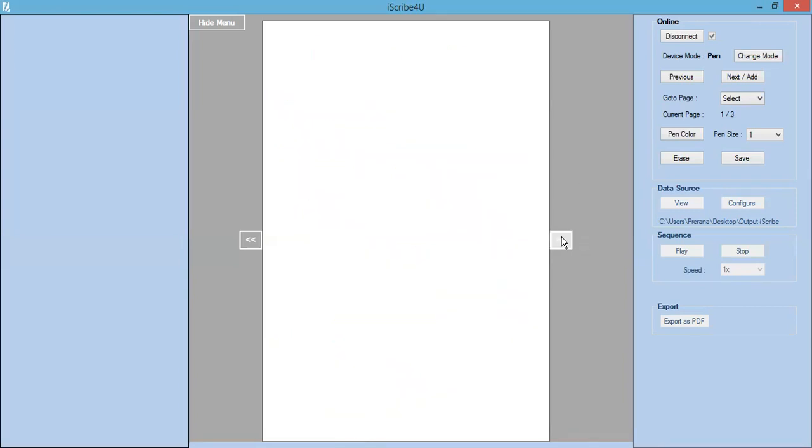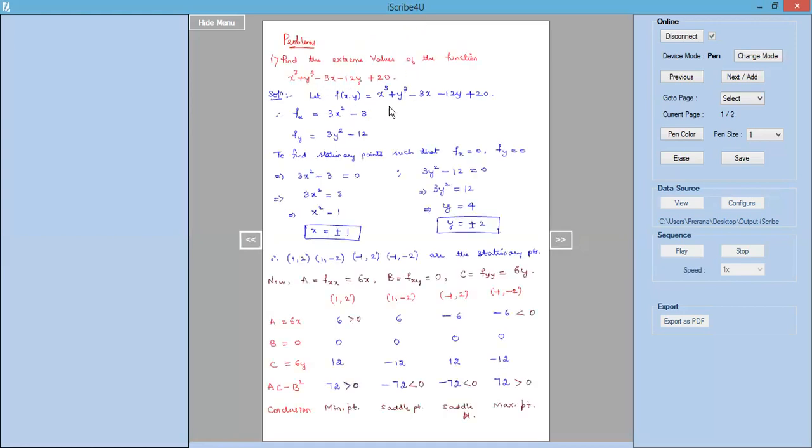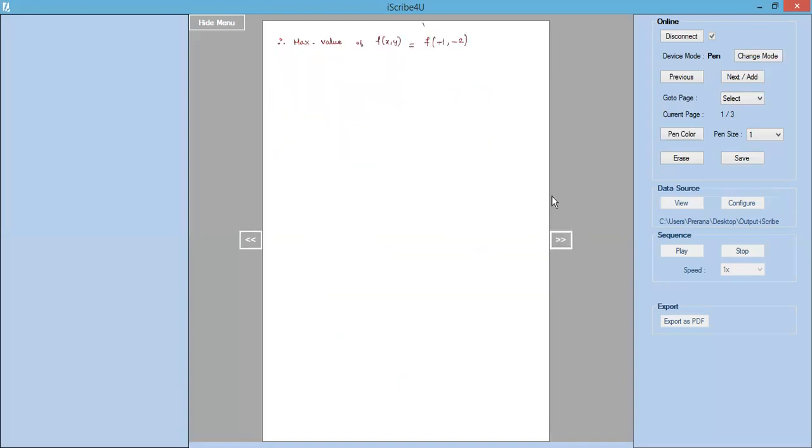So conclusion, therefore, the maximum value of f of x comma y will be found at f of minus 1 comma minus 2. So we substitute x is equal to minus 1 and y is equal to minus 2 in the given function f of x comma y. This is the given function. In this function, we substitute x is equal to minus 1 and y is equal to minus 2 to get the maximum value. So taking those values and simplifying, we get the answer as 38.